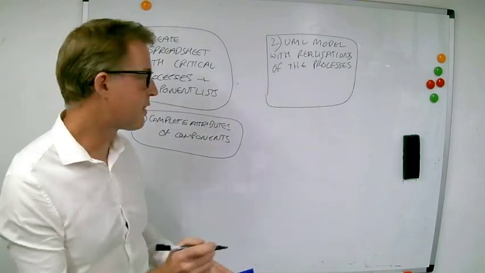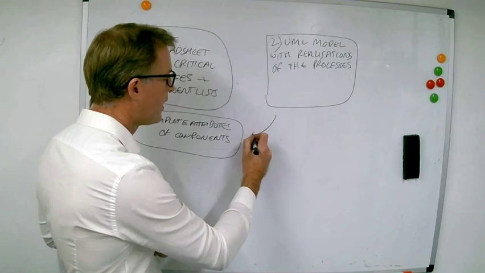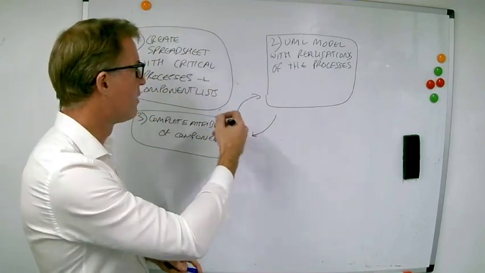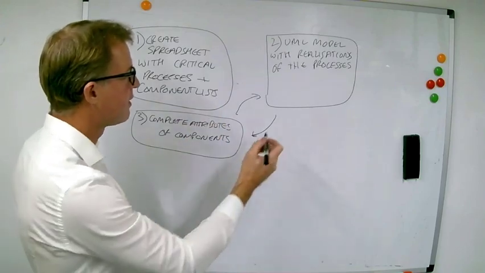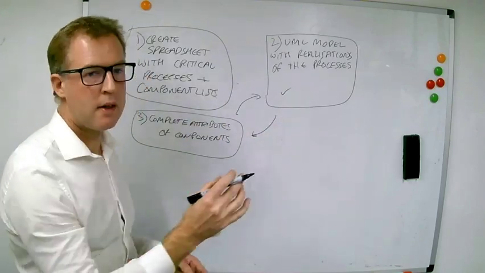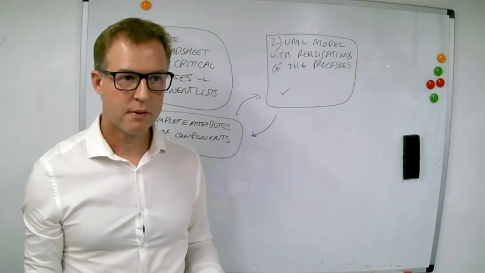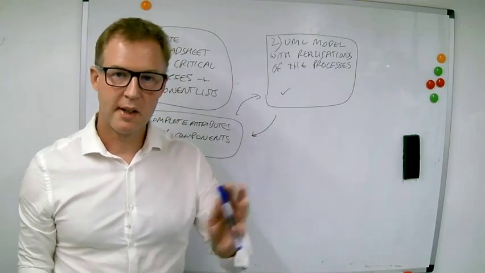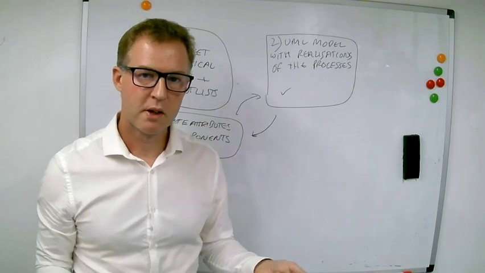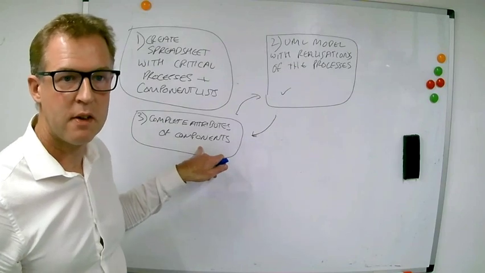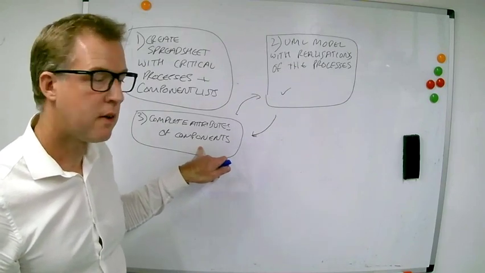So really this is an iterative process where you're going through, you're getting more and more information. And at the end of this, you have your UML model with the sequence diagrams, which shows that you have proven you understand exactly how the different flows work for these critical processes. And you have a spreadsheet full of these different tabs with information about the components.